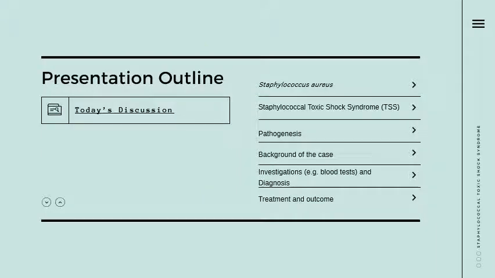Today I'll be discussing to you the Staphylococcus aureus as well as the staphylococcal toxic shock syndrome, which is caused by the toxins that are produced by the S. aureus, then the pathogenesis of the TSS, the background of the case, the investigation such as blood tests that they did for them to come up with such diagnosis, and the course of treatment and the outcome of that treatment.